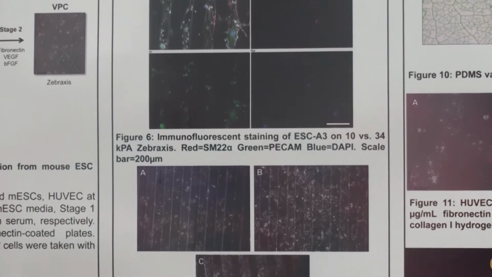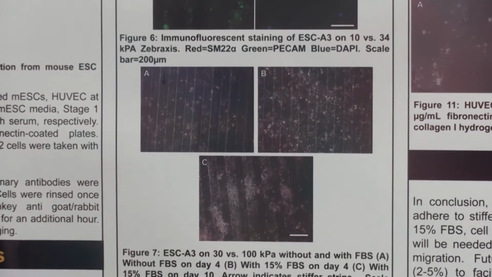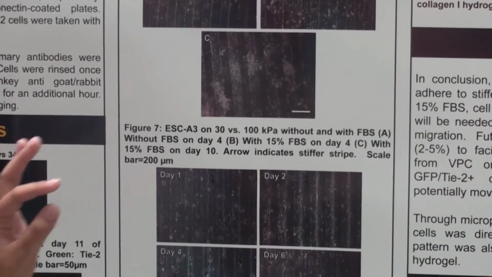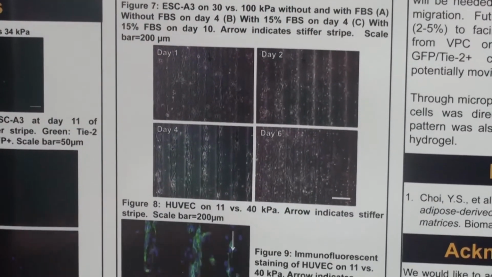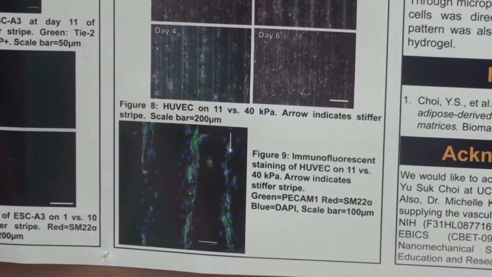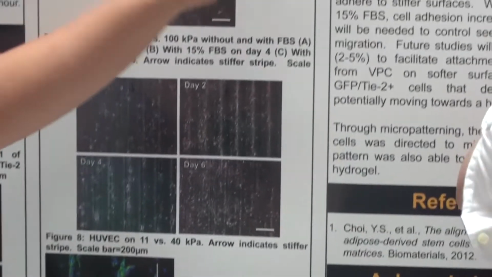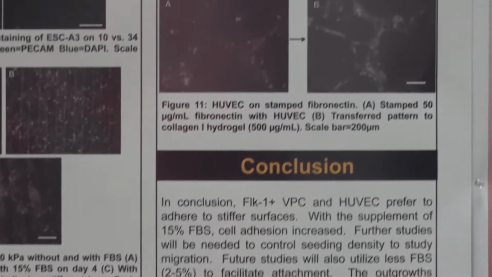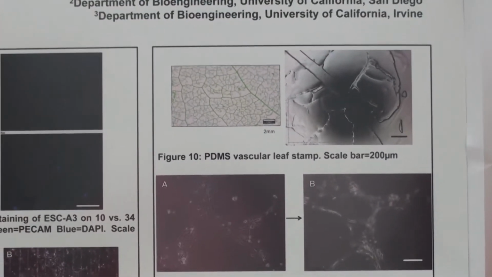Lastly, I'm also interested in controlling cell-cell contacts. I have a vascular leaf stamp that was also provided by a collaborator, and I was able to pattern these cells into a branching, blood vessel-like shape. Thank you.